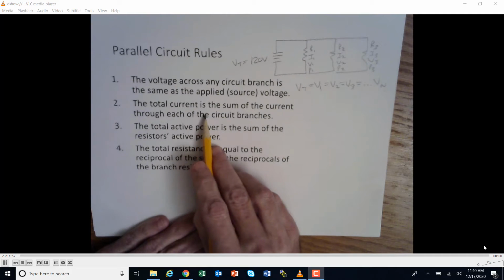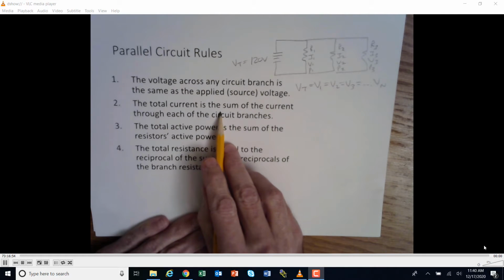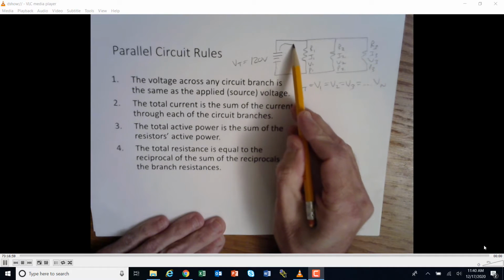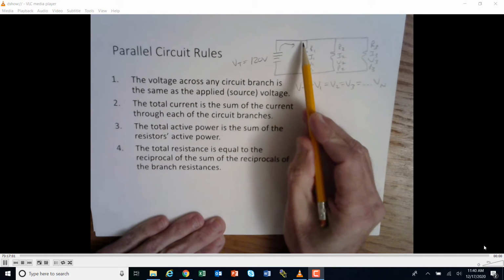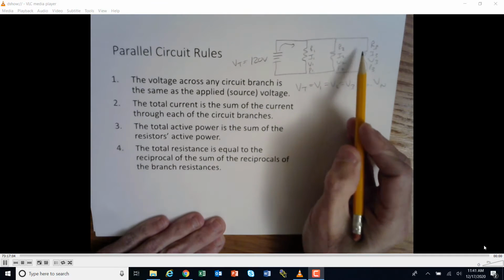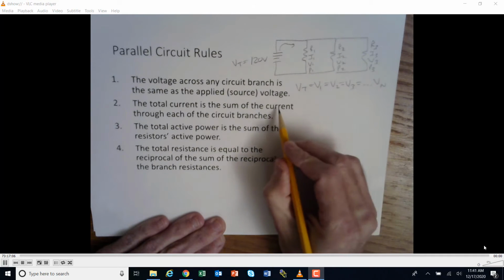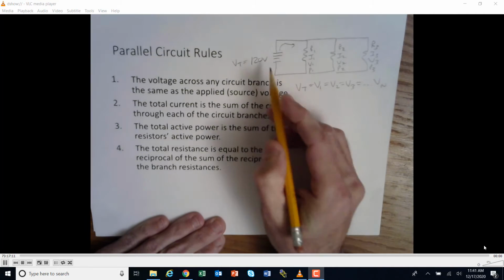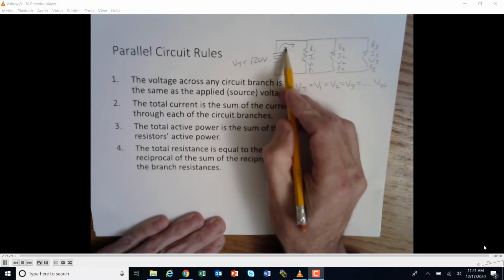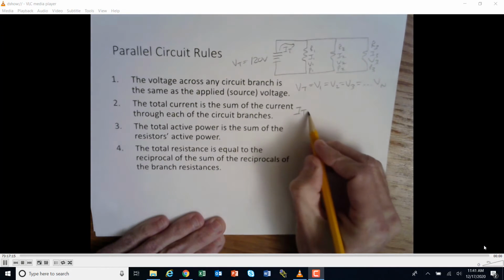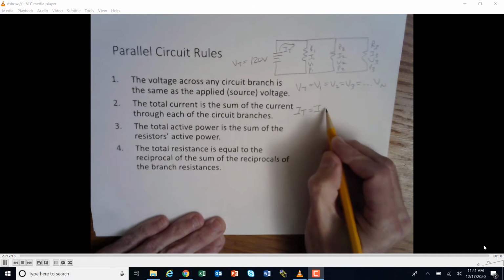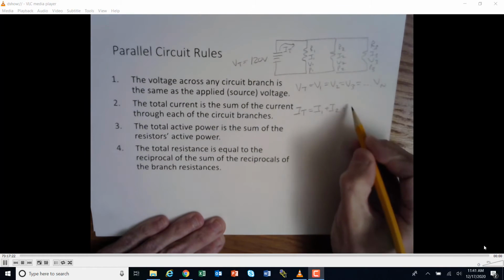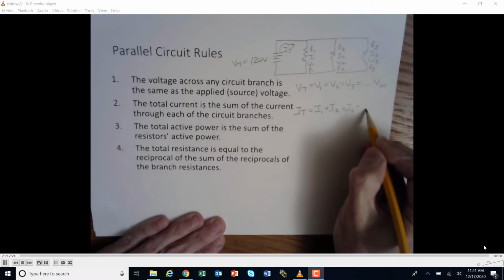The total current is the sum of the current through each of the branches. So this voltage source will generate a current, and that current will flow here, but it will get divided. Some of it will go this way, and some will go this way, and some will go this way. The mathematical formula here is that I total, which we generated right here, is going to be equal to I1 plus I2 plus I3 plus as many loads as you would have, In.